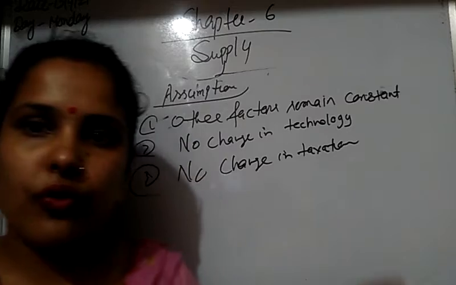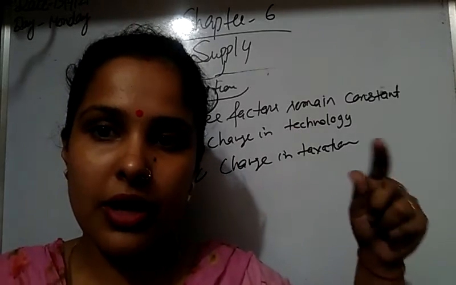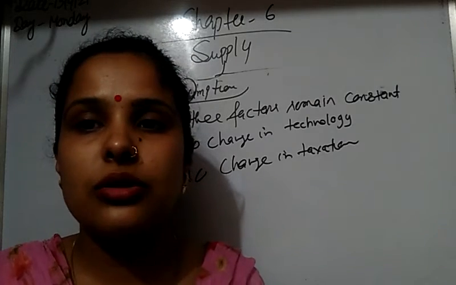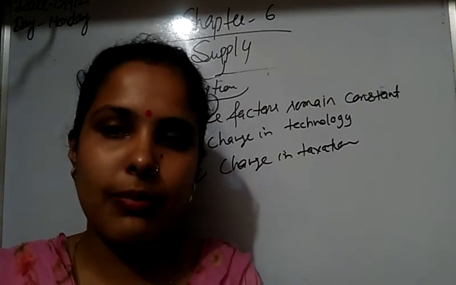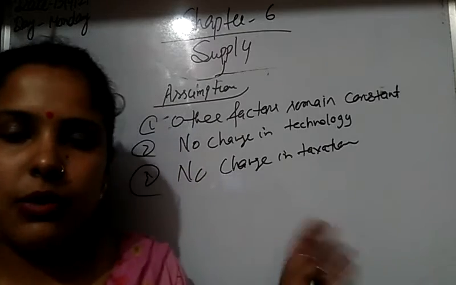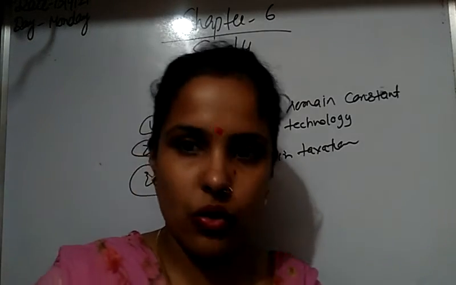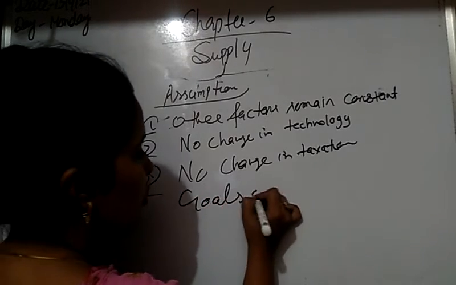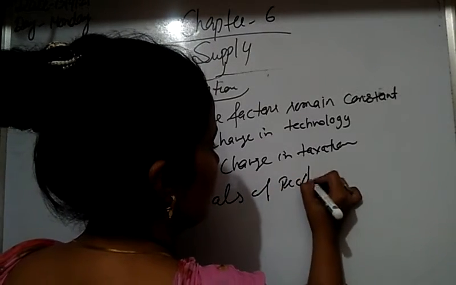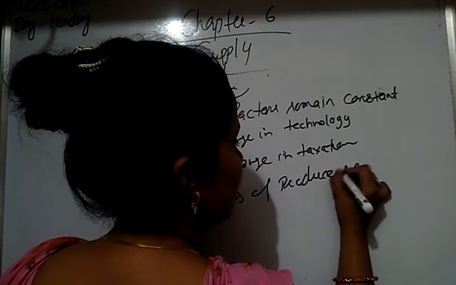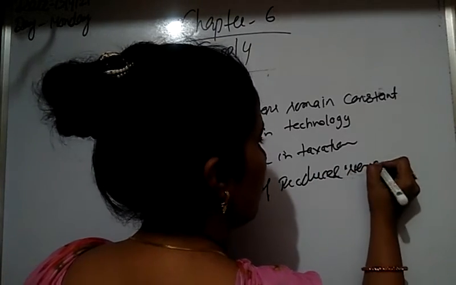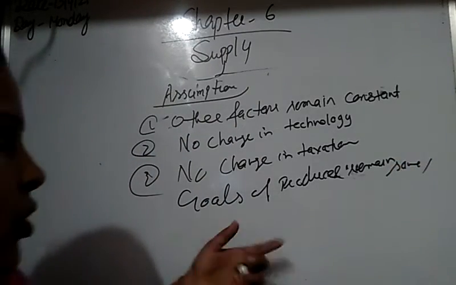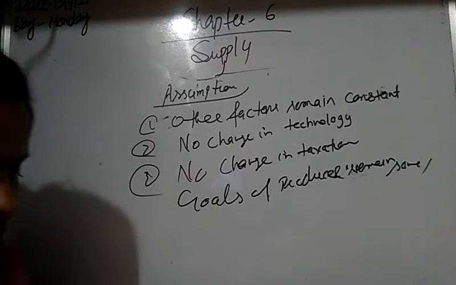Okay students, if we want to apply the law of supply, the assumptions are that the factors which affect the supply, except price, must be constant. No change in all these factors. Goals of the producer remain the same. They do not want to grow and they do not want to slow down the process. So these are the assumptions, students.